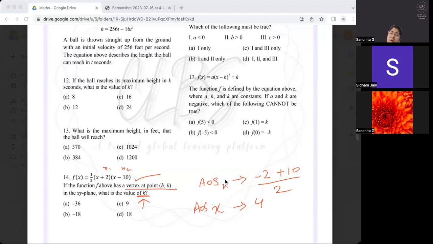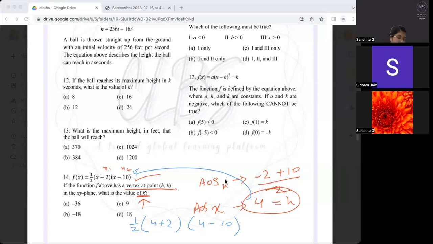Now I know that the vertex h and the axis of symmetry 4 are the same, isn't it? Yes, ma'am. This is only h. So what I'll do is plug in the h value over here. I will write 1 by 2 times 4 plus 2, got it? Yes, ma'am. Times 4 minus 10. I'll get my k value. k is nothing but the y value, right? I'll plug in x, I'll get y. Okay, so what is my answer? Negative 18.